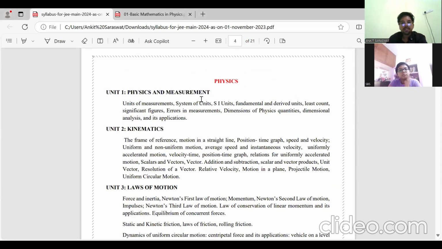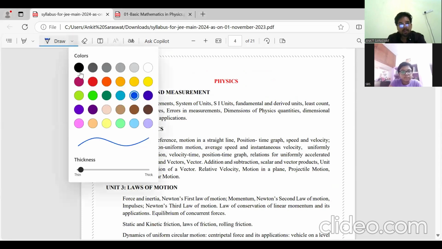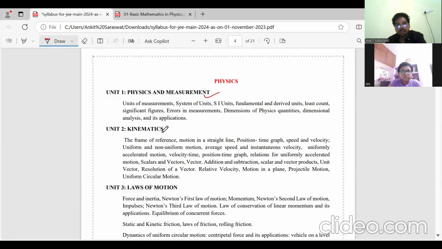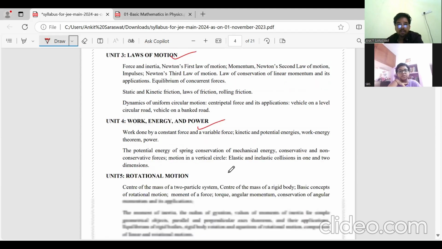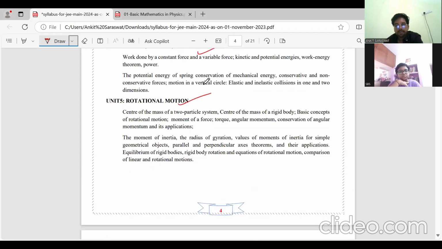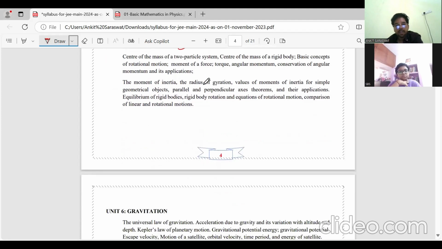This is class 11. These are the class 11 topics: kinematics, laws of motion. Same thing which you have learned in class 9, but here you will learn in depth. Work, energy, power, rotational motion. I already uploaded this file. You just go through the syllabus.